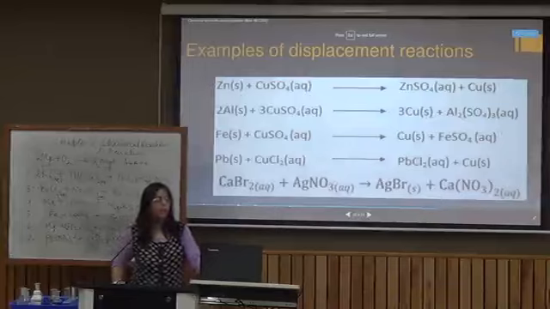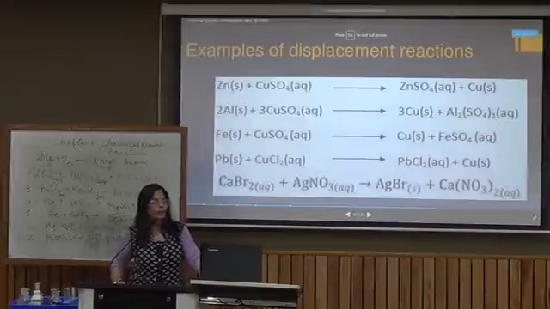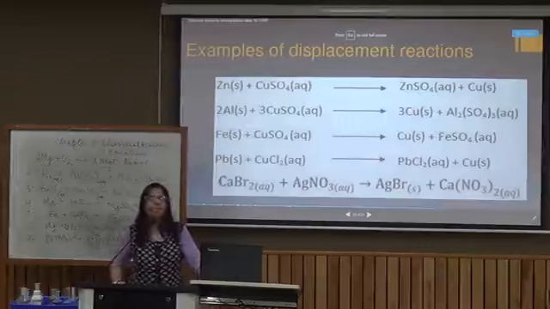Zinc reacting with copper sulfate, producing zinc sulfate and copper. Aluminium reacting with copper sulfate, producing aluminium sulfate and copper. Iron reacting with copper sulfate, producing copper and ferrous sulfate. Lead reacting with cupric chloride produces lead chloride and copper is displaced. So copper is less reactive than most of these metals.